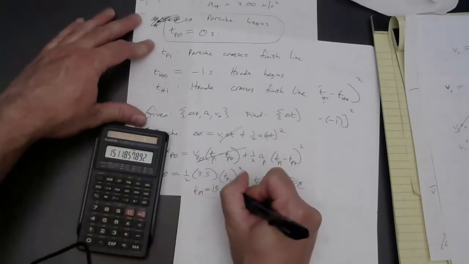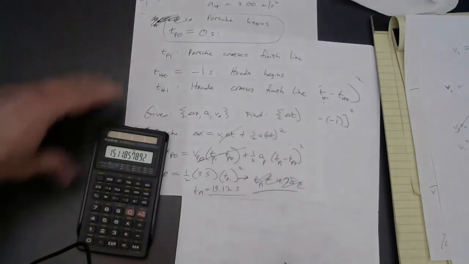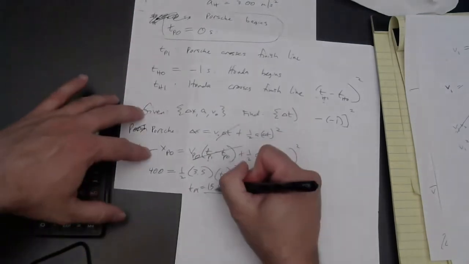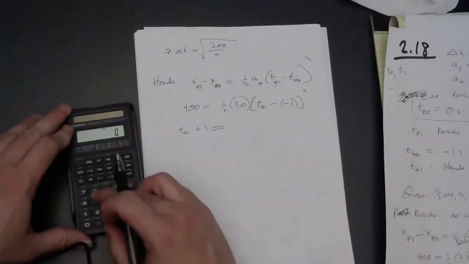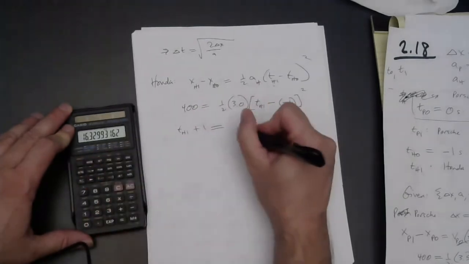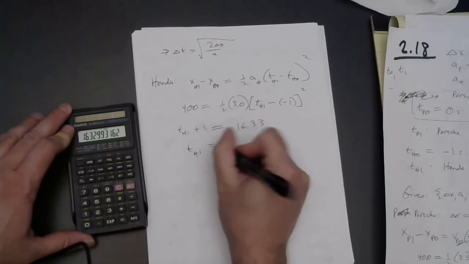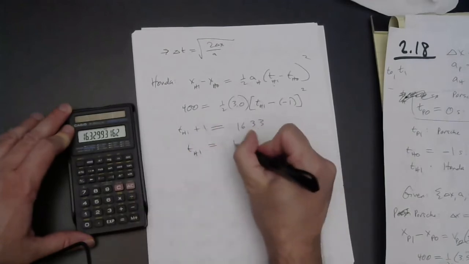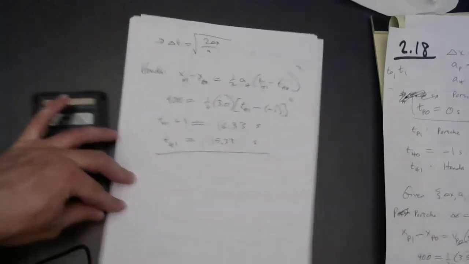I'm sure many of you caught me making that error. If I round, I get this. Okay, so that's the time at which the Porsche crosses the finish line. And here I get 800 divided by 3, take the square root, okay, 16.33. So lastly, we solve for TH1, subtract 1, and that's 15.33. Okay, so the Porsche didn't win by much, but it did win.